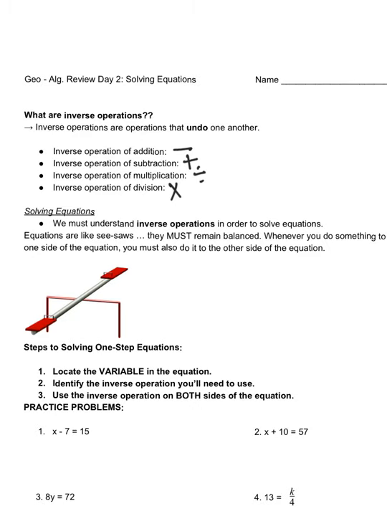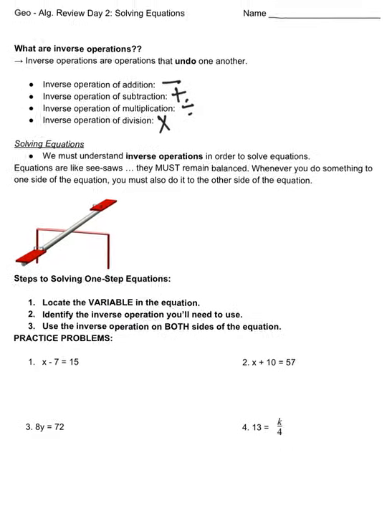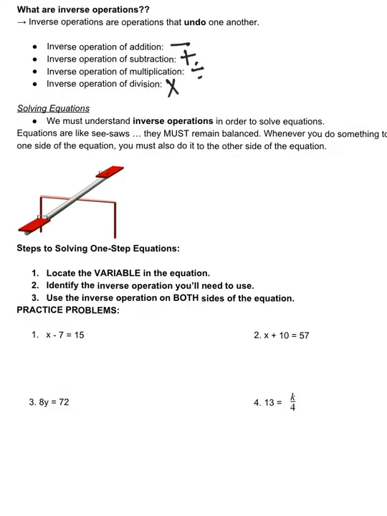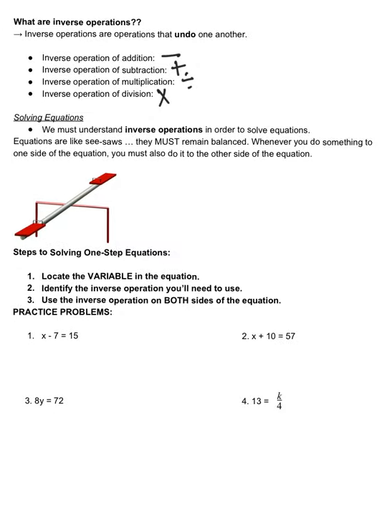The other part that's really important to remember is that when we're solving equations, we have to know that they're like seesaws. They have to remain balanced. So if I do something to one side, I have to do it to the other side. And that's a really big mistake that I see a lot, is that we'll add something to one side, but then not to the other.